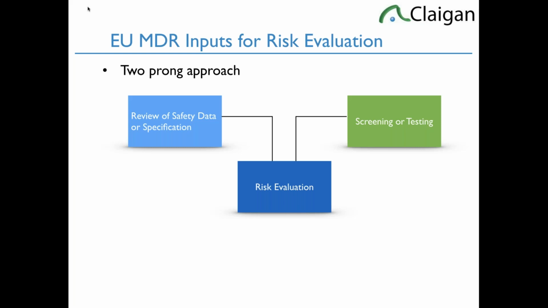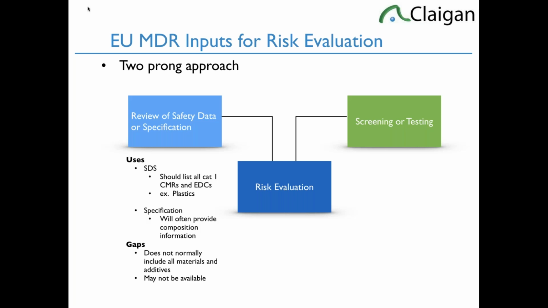What are our testing results of the product or the part? Putting together, and not necessarily comprehensive, but screening through. And I'll explain why both go into a risk evaluation. They come both ways. Both have gaps. The materials review has a gap, and the testing has gaps. And I'll explain both. They're very complementary. So theoretically, if you review a safety data sheet or specification, the SDS should list all category 1 CMRs and EDCs. If it's a specification like for stainless steel, it should often provide composition information. What's the maximum allowable metals? And it can't have organics for a number of reasons.